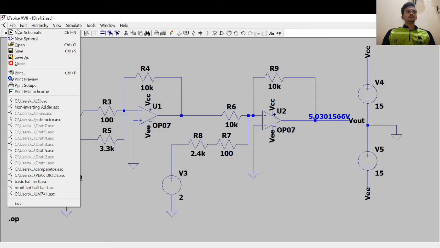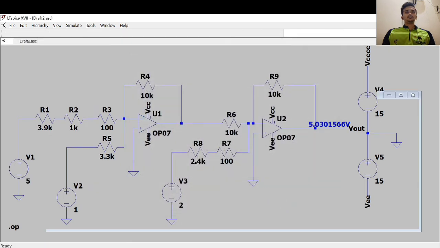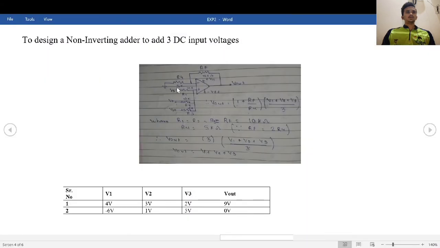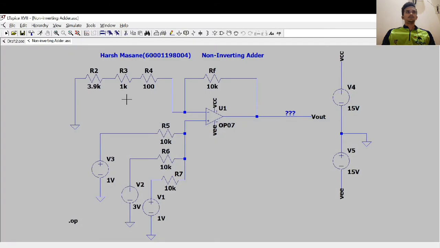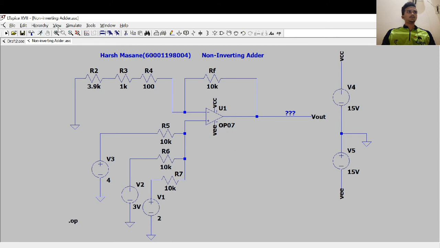I have already designed the circuit, so let's just open it and show you all. Okay, so you can see R4 is our 5K, so I have taken 5K, then here 10K and the supplies V1, V2, V3, and the RF resistor 10K. So let's change this. Our first condition is 4, 3, and this will be 2 volts. Okay, so let's simulate it.